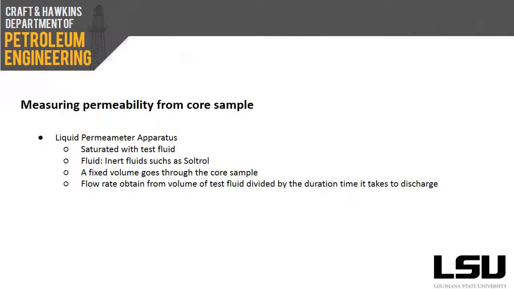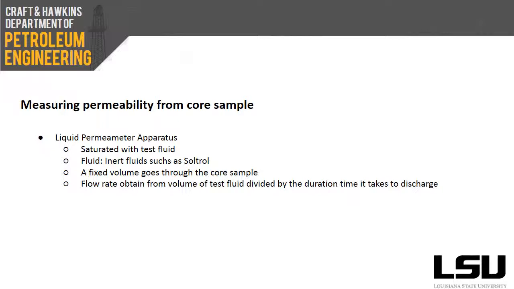Liquid permeameter apparatus work with similar principles except they use a liquid instead of a gas, and the flow rate is obtained differently. The apparatus allows a fixed known volume of liquid to pass across the core sample, and the time it takes is recorded. Using this method, we don't need to worry about the Klinkenberg effect.